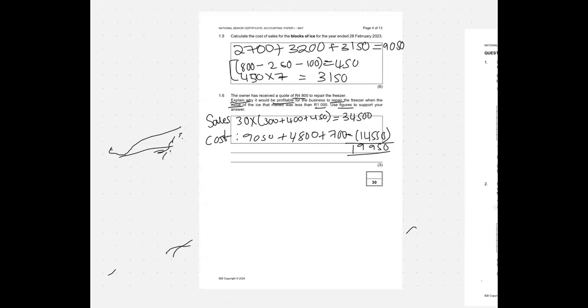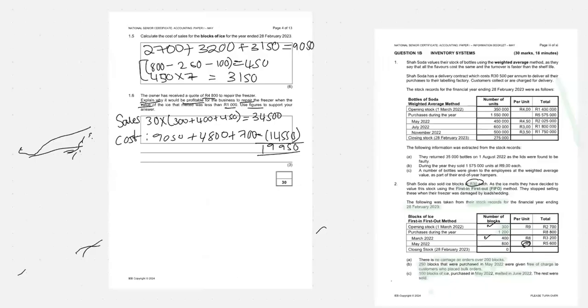So here, with the FIFO method, like I said, let me just go over that first. With the FIFO method, you are there to make sure that when it comes to your cost of sales, you know that the oldest are sold first. The other part of it is that if there's any closing stock, it will come from your newest stock. Now, for this particular question, they wanted you to just calculate the cost of sales of the blocks of ice.